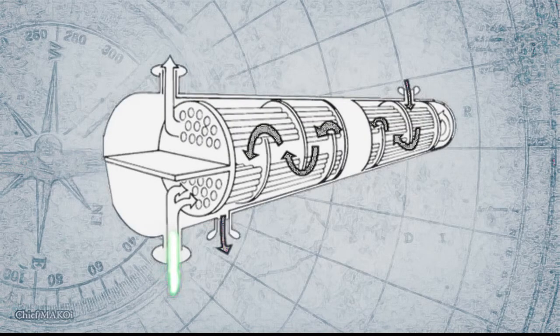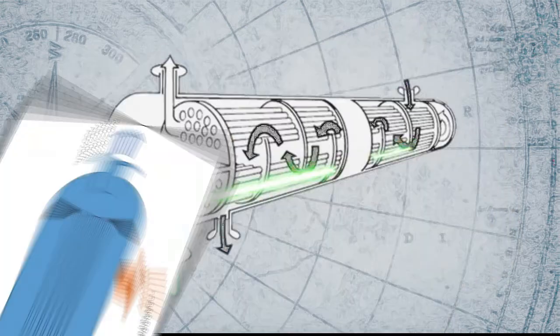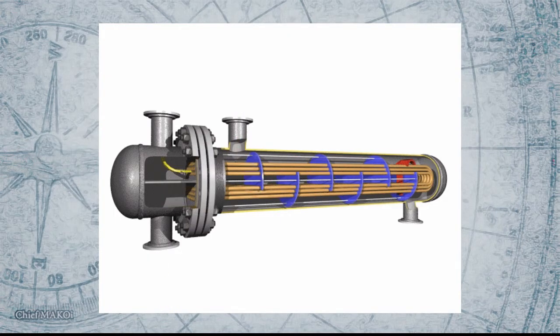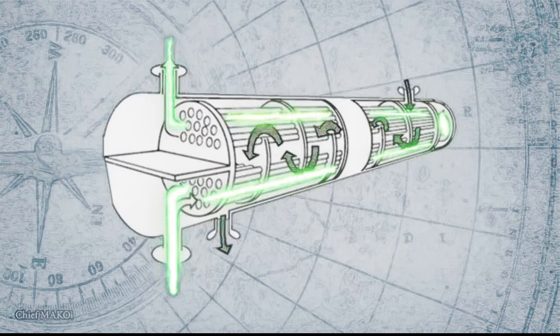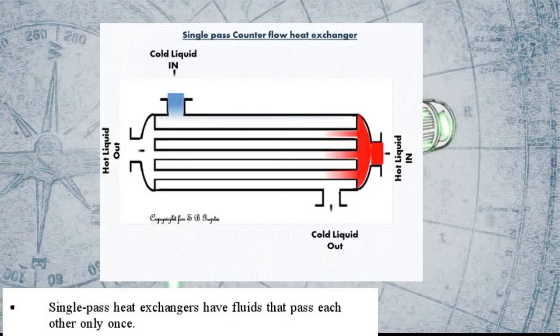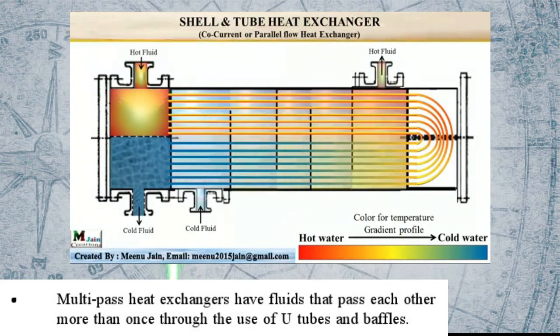There are three primary classifications of heat exchangers, according to their tubes arrangement. 1. Straight tubes heat exchanger. 2. U-tubes heat exchanger. 3. Multi-tubes heat exchanger, helical tubes type, spiral tubes type. According to the fluid flow passes, heat exchangers can be classified as: 1. Single pass heat exchanger. Fluids pass each other once. 2. Multi-pass heat exchanger. Fluids pass each other more than once.